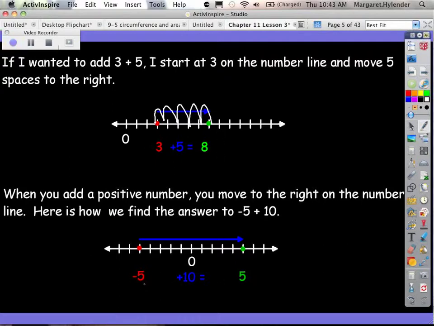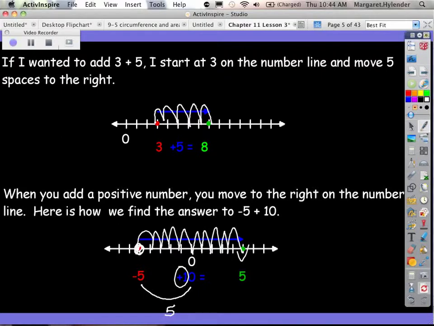So negative 5 plus 10. Here I am at negative 5. 1, 2, 3, 4, 5, 6, 7, 8, 9, 10. I end up at positive 5 because the difference between 5 and 10 is 5, and the sign of my highest number is positive. And of course I have to write that positive sign.